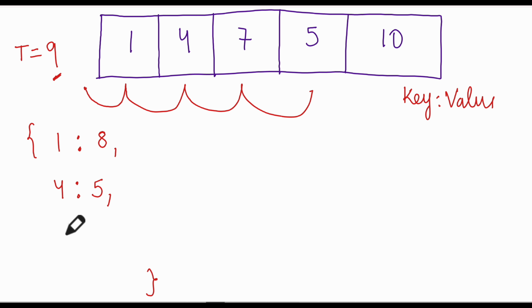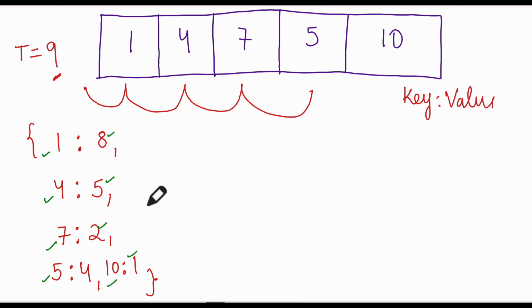Now comes the third element 7, and its difference from 9 is 2. The fifth part comes 5 with 9. So the difference of 5 from 9 will be 4, so it will be 5 and 4. And next comes 10 with 9, so it will become 10 and 1. So if you see what I'm having here, I'm having the keys 1, 4, 7, 5, 10 and the corresponding absolute differences from the target element.